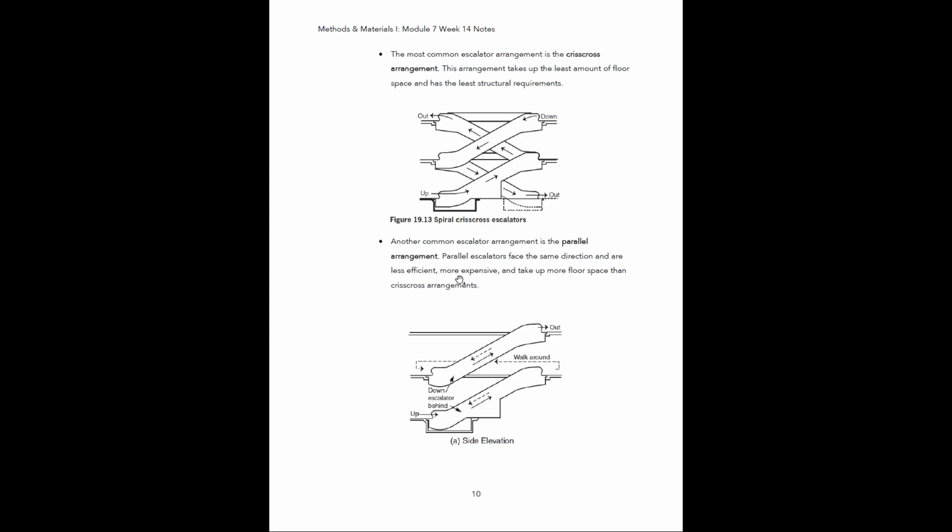Another common escalator arrangement is the parallel arrangement. So parallel escalators face the same direction and are less efficient, more expensive, and they take up more floor space than a crisscross arrangement. So in this case, anytime you want to go up, as you can see, you have to go up and then you have to walk all the way around and then you have to go up on the next one for however many stories that is, okay? If you compare it with the crisscross, you're just going up and then you're just making like a 90-degree turn once you get to the platform or the landing at the top, and then you're going up again. So you don't have to go all the way around, right? You're just going up, up. So these are less practical, they're more expensive, they take up more space, so usually you're not going to see these implemented quite as much as the crisscross.